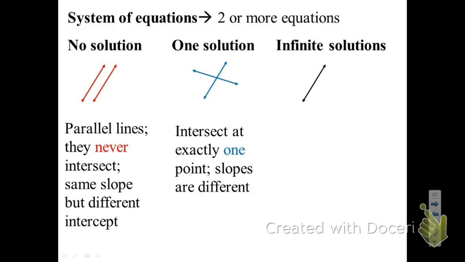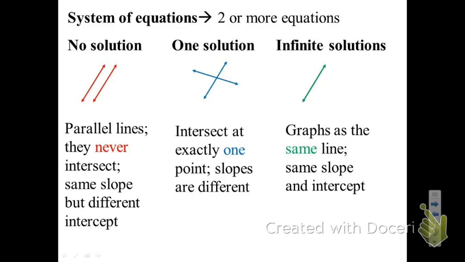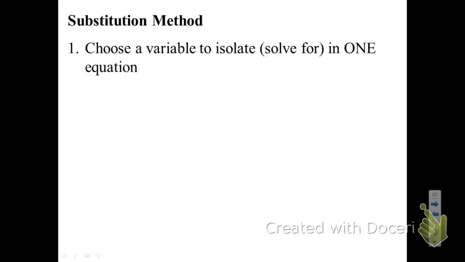An infinite solution occurs when you have one line and then the second one graphs as the same line, and this will occur when you have the same slope and the same intercept. The substitution method, the first thing that you're going to do is to choose a variable to isolate or solve for in one of the equations.